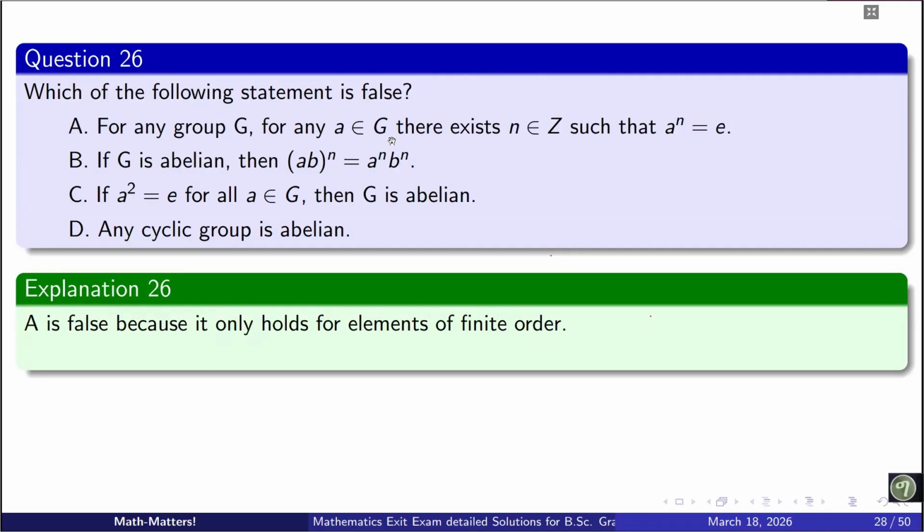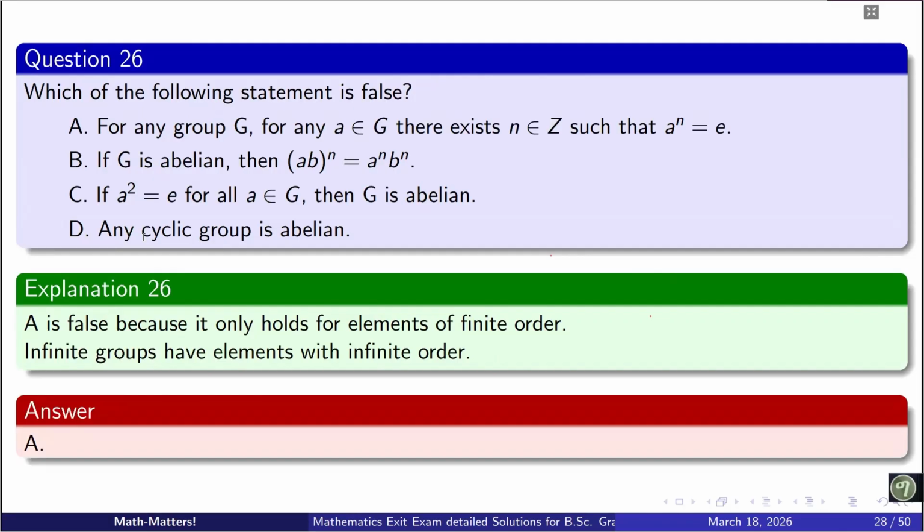That means if the group is of infinite order, then the element has infinite order. Therefore, the false statement could be this one. But the rest: if G is an abelian group, then (ab) to the power of n is equal to a to the power of n times b to the power of n, or b to the power of n times a to the power of n. If a squared is equal to e for all a in G, then G is an abelian group, of course, and any cyclic group is abelian. Any cyclic group is an abelian group. So the answer is A.